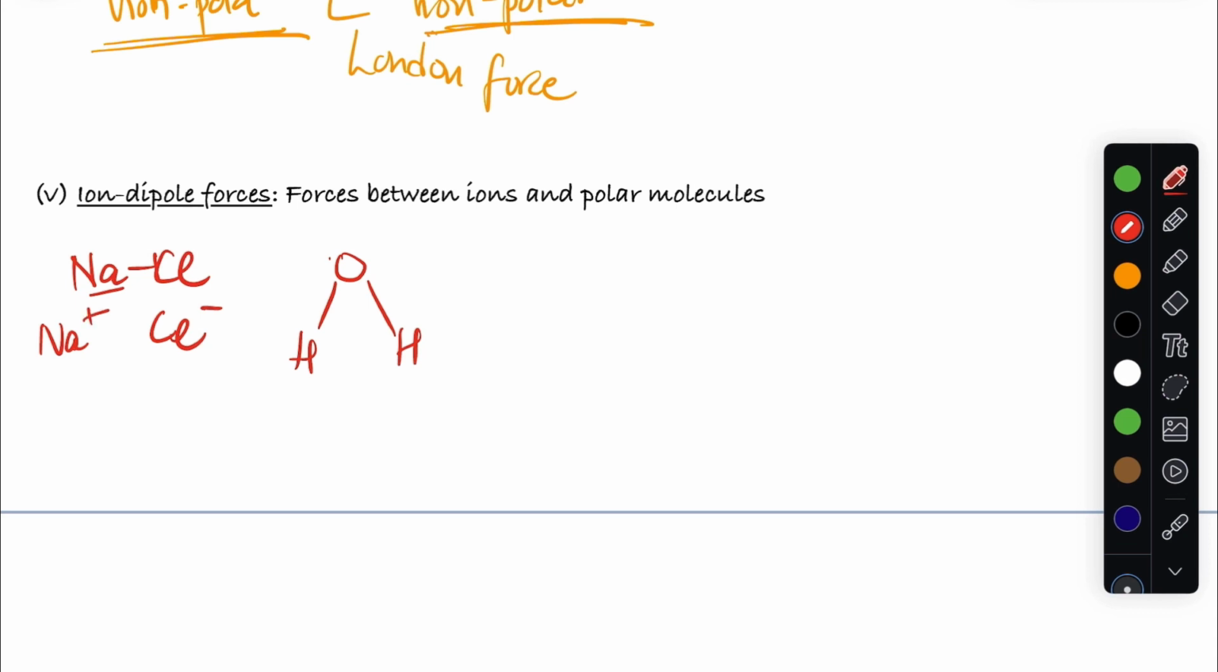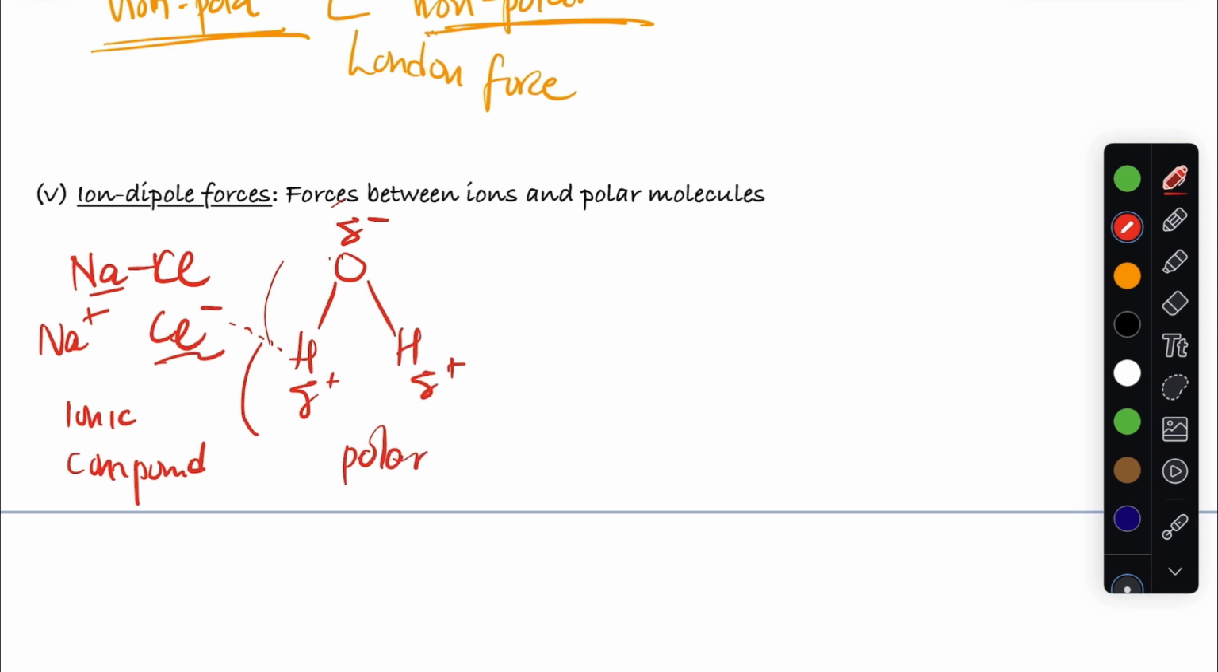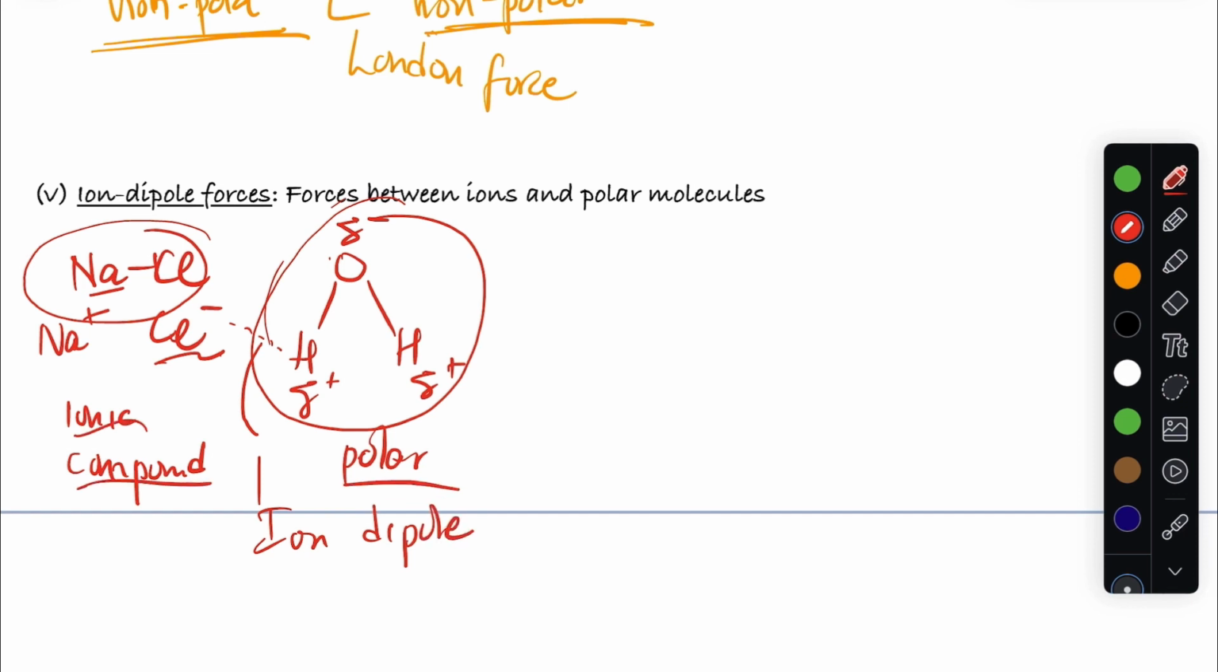The chloride is going to be attracted to the hydrogen, because hydrogen is slightly positive and the oxygen is slightly negative. So this chloride will be attracted to the hydrogen. So this is a chloride ion and a polar molecule, so it's an ion dipole. It's an ionic compound, the sodium chloride, and a polar molecule. So it's a force between the ionic compound and the polar molecule. We call it an ion dipole.